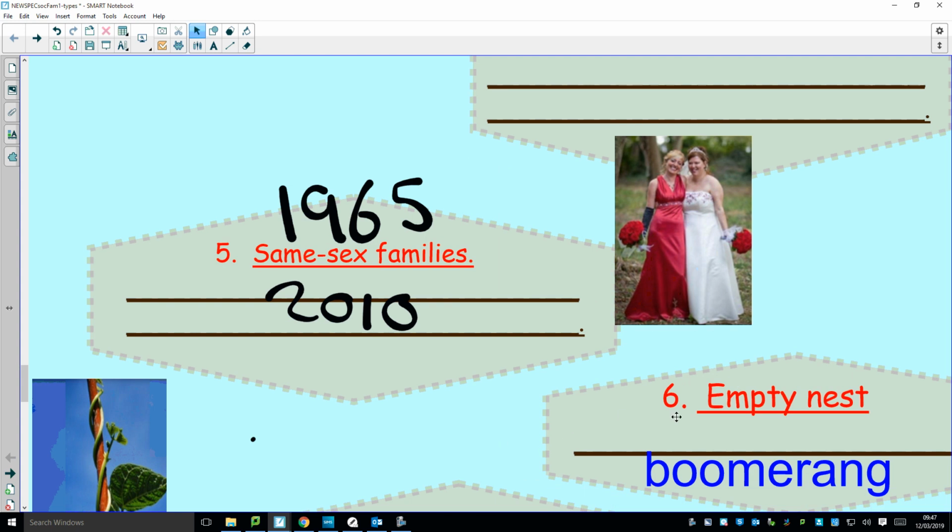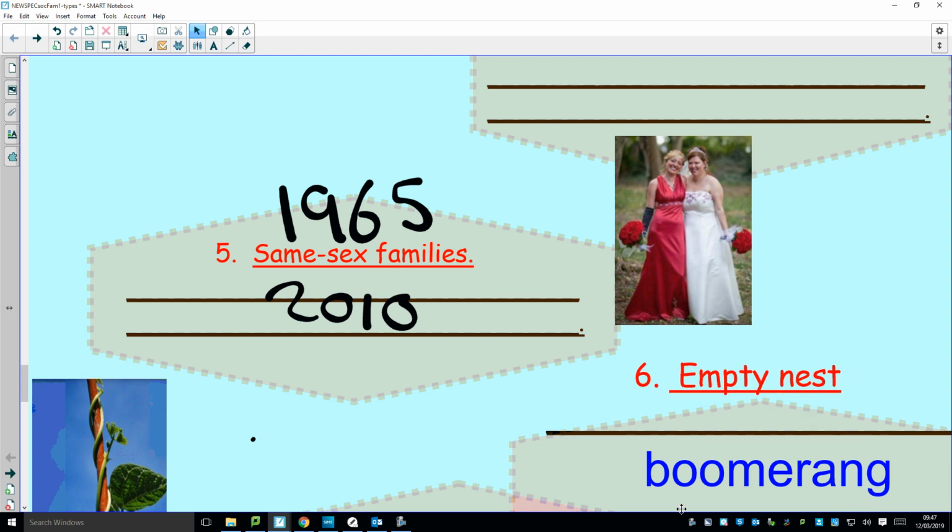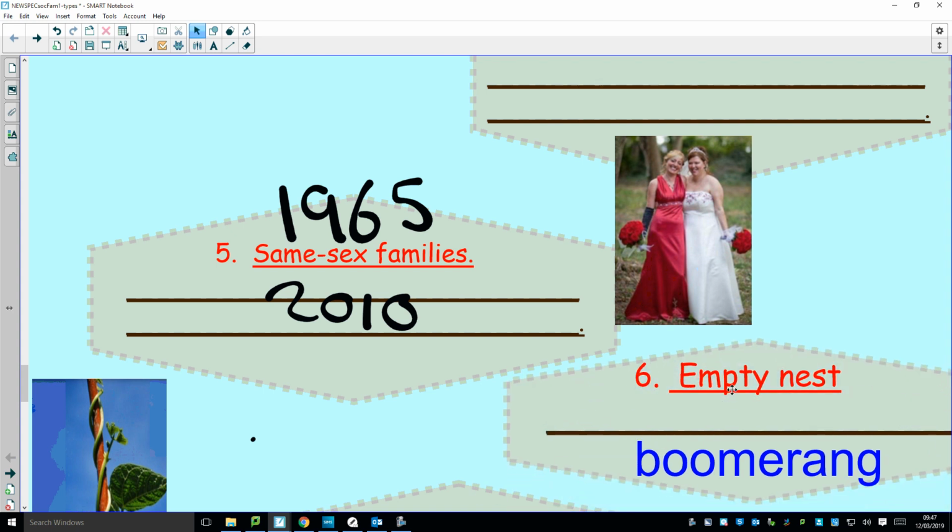The empty nest family. The children have grown up and left home, leaving the family, mum and dad, in the large house. It's called an empty nest family, which has led in recent years to the boomerang family. The kid grows up, leaves home, and then moves back in because they can't afford to live by themselves. Boomerang.